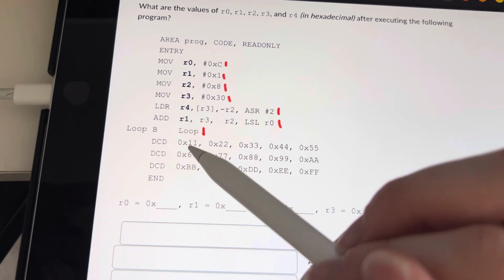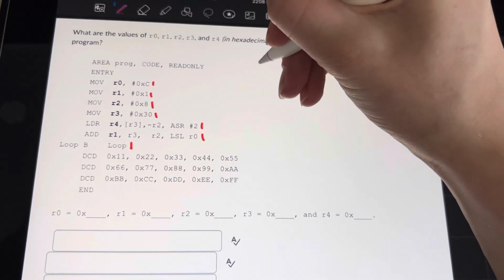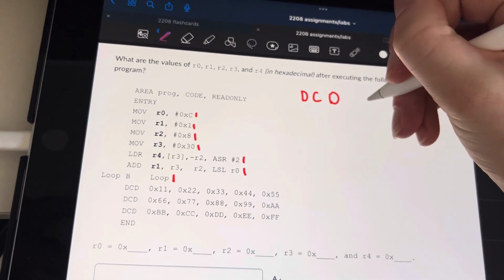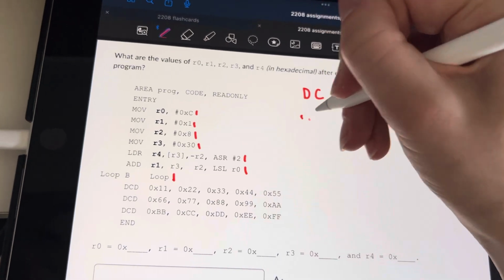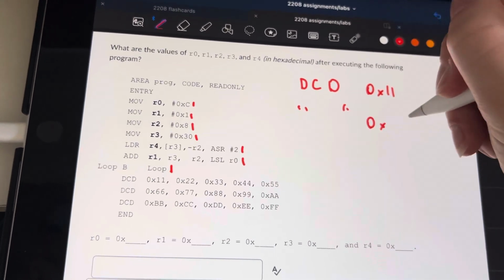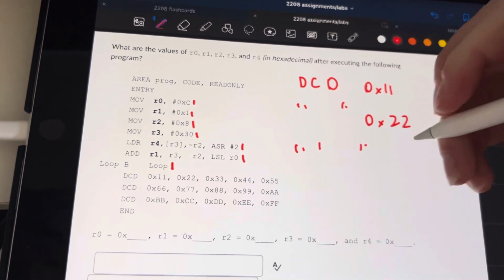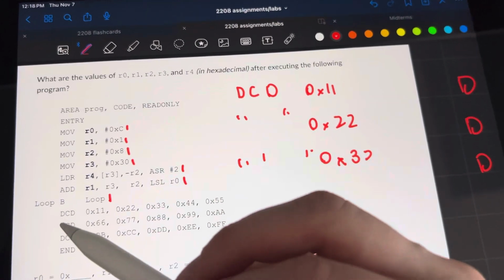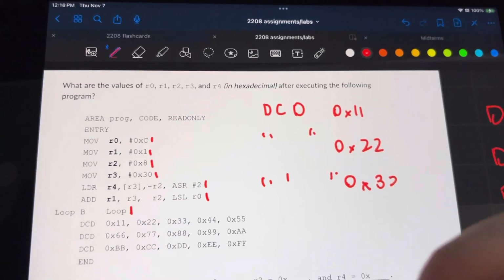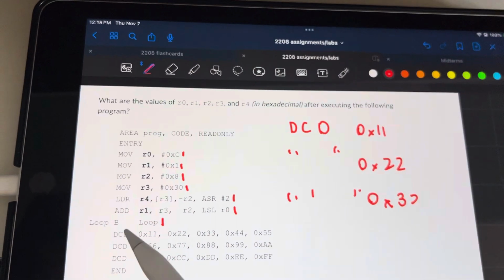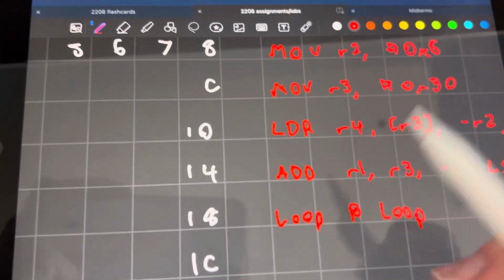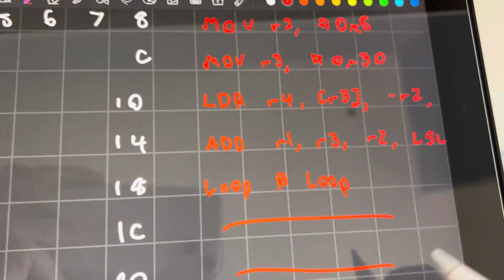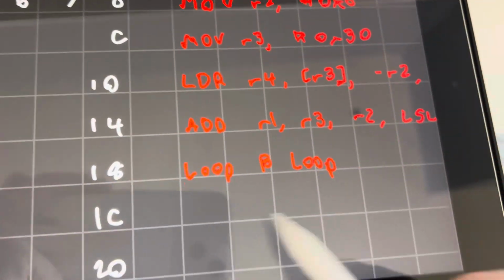And then also we have DCD with a value, comma. So this is the same as running DCD 0x11, DCD 0x22, DCD 0x33, and so on and so forth. It's just quicker to write it all on 1 line. But we know that DCD takes up 4, so it's going to be 4, 4, 4. So it's going to be 11, 22, 33. So let's write that out.